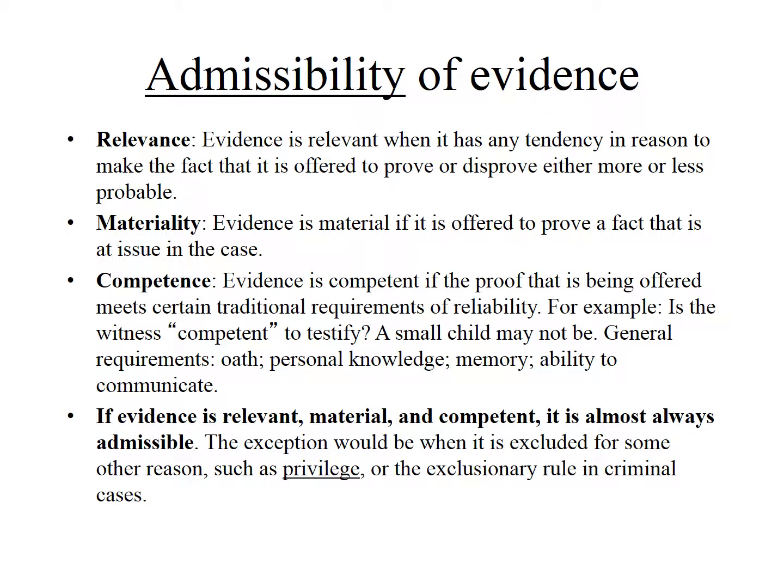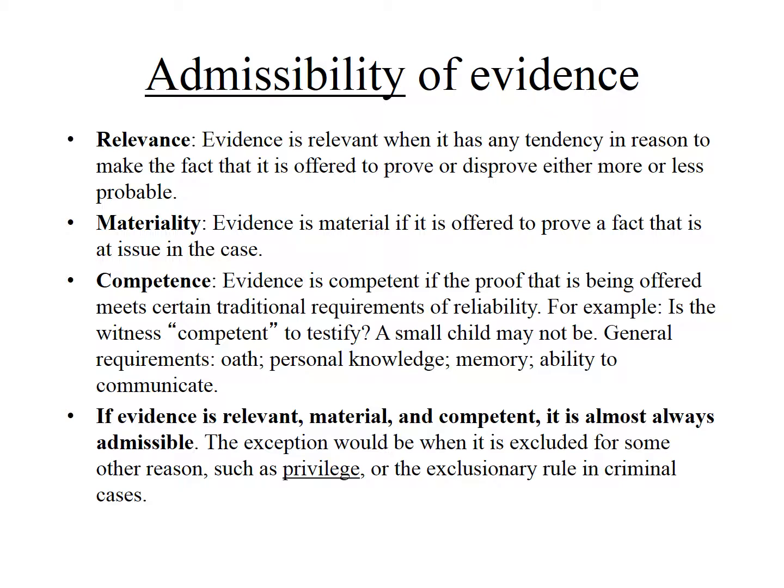Now, the first question we have to address about evidence is what kinds of evidence are admissible? And in a minute we'll talk about what kinds of evidence there are, but now we're going to look at the issue of what types of evidence are admissible. In order for evidence to be admissible, it has to be relevant, material, and competent. Now, what does that mean?